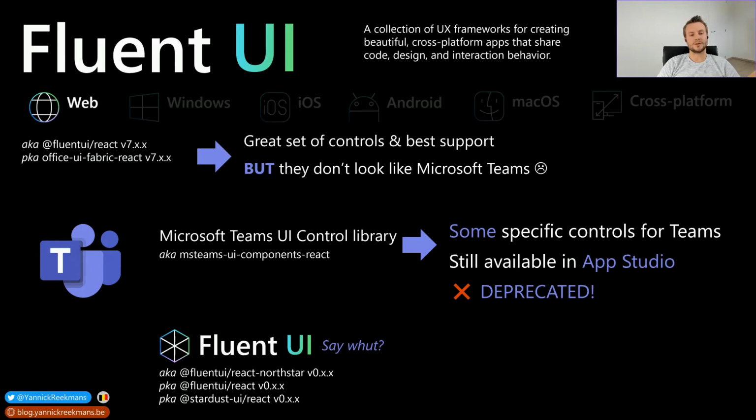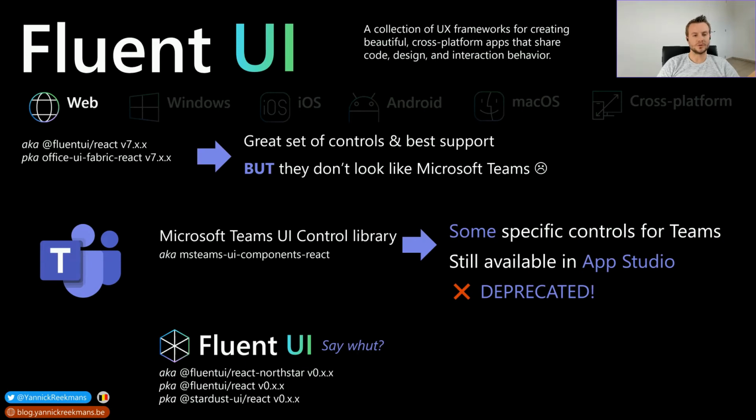So it started out as Stardust UI/React in a v0 version, and then it got renamed to @Fluent UI/React v0.x.x. So you can see here that it used to be called the same thing as what the new name of Office UI Fabric React was, only with a version number that's 0, and that's far below the v7 that's available for Office UI Fabric React.